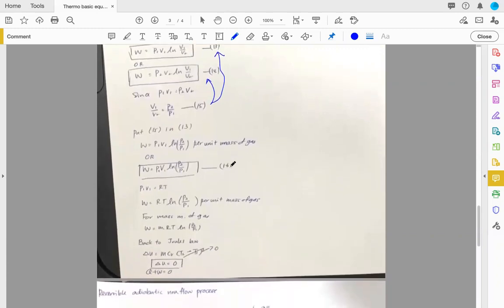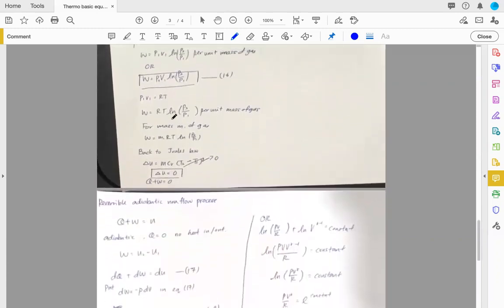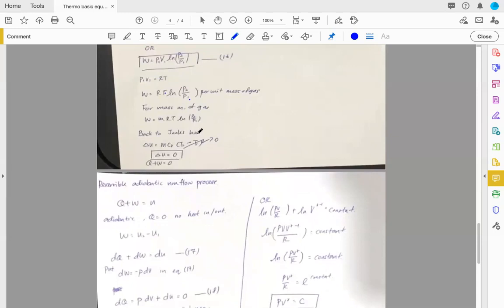Okay, so then we also know that P1 V1 equals RT. So we can replace it if you are only given the temperature and you don't know the pressure. That is quite impossible. For example, you don't have the volume, but it happens you have the pressure, P2 and P1, and the temperature given. So in this case, you can use this equation to solve it. So back to Joule's law.